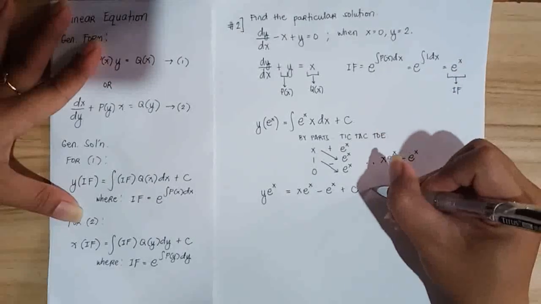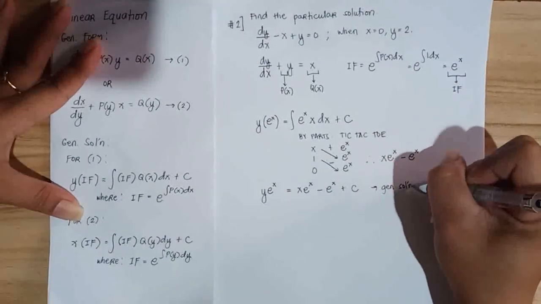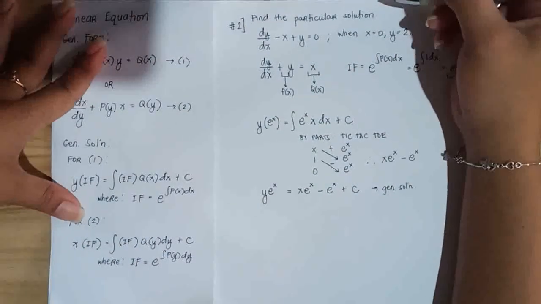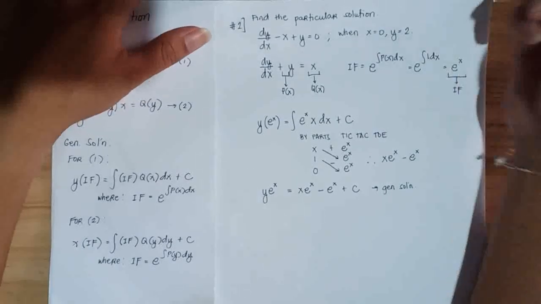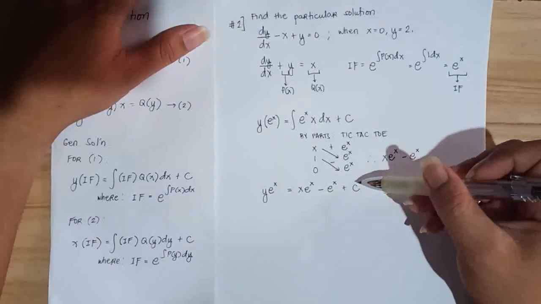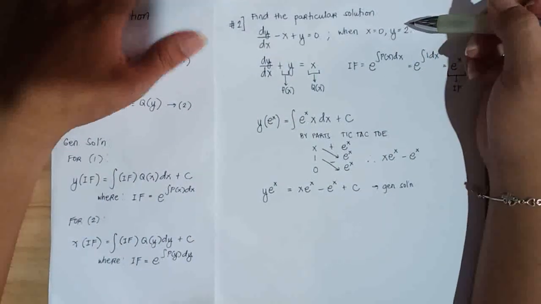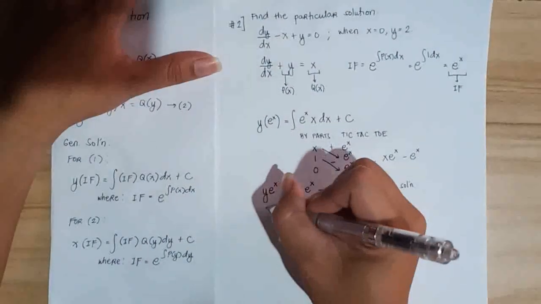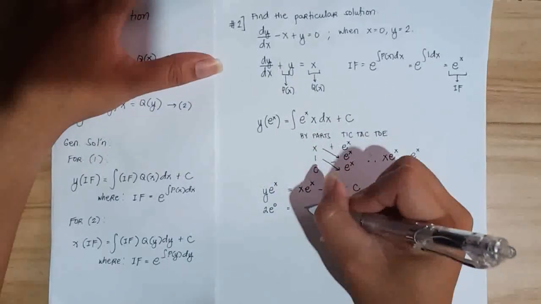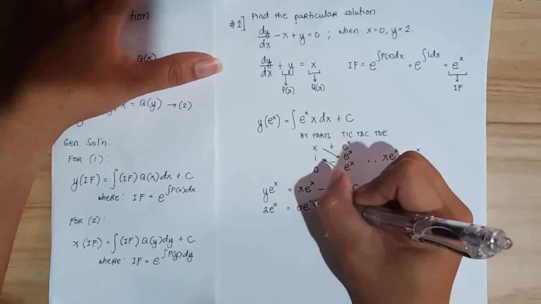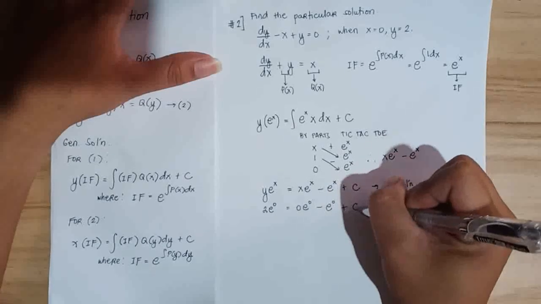This is your general solution, but you are going to find a particular solution wherein you have to substitute the values of x and y for you to be able to find the value of c. Now substitute the value of x, which is 0, and substitute the value of y, which is 2. So you will have 2, then e raised to 0 equals 0 multiplied to e raised to 0 minus e raised to 0 plus c.